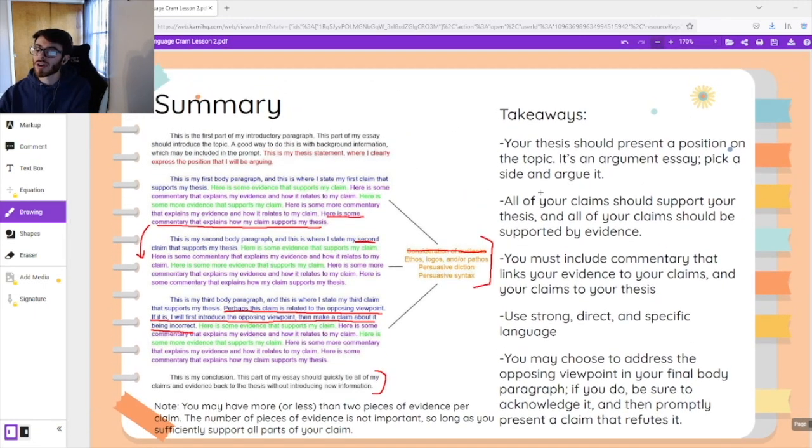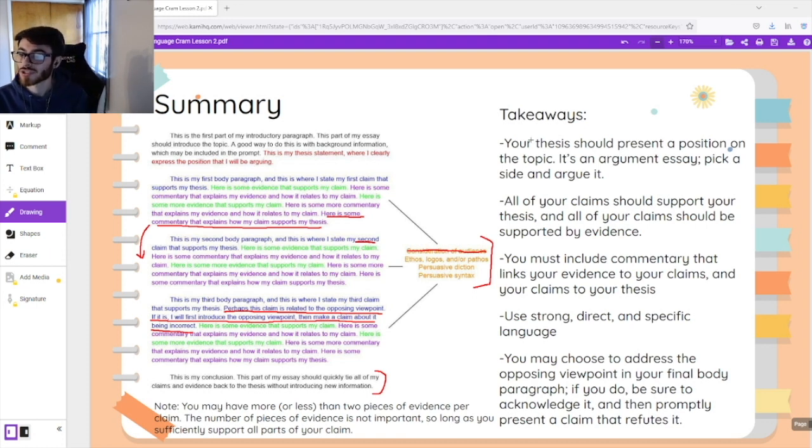So I know I threw a lot of information at you today. What are the main takeaways from today? What are the most important ideas? Your thesis should present a position on the topic. It's an argument essay. Pick a side and argue it. Nothing neutral. Pick a side. That's how you get that 1 point of the rubric, right?